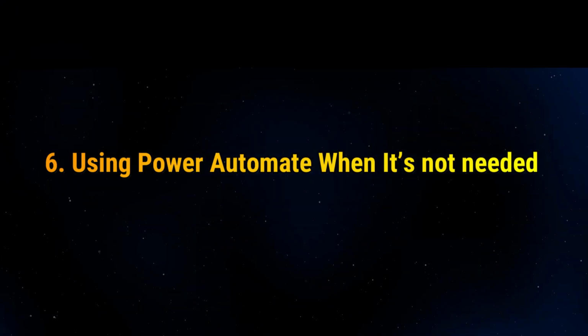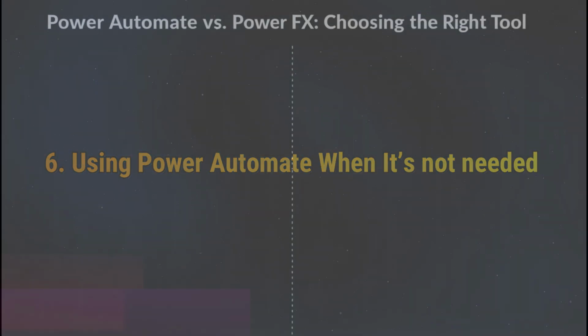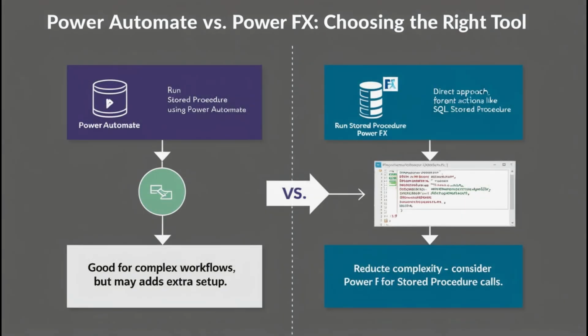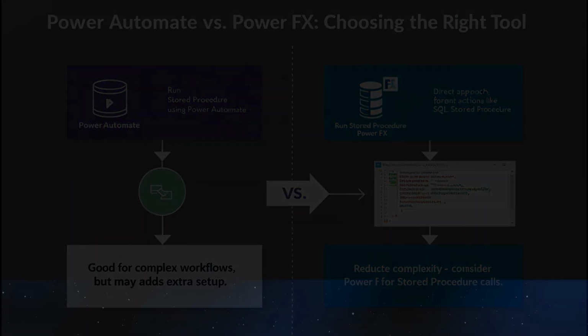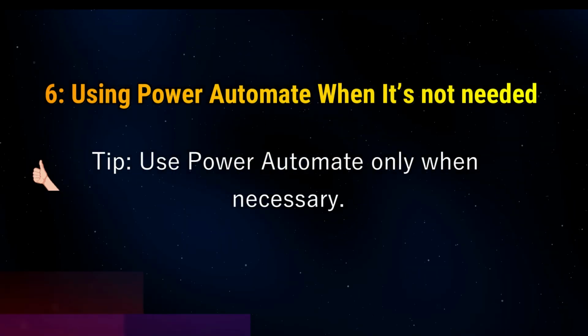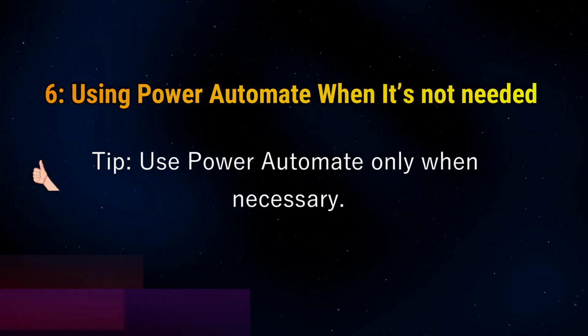Next is using Power Automate when it's not needed. Power Automate is great, but it's not always necessary. Sometimes Power Fx can do the job more efficiently. For example, you need to run a stored procedure in SQL Server based on a button click in PowerApps. Many developers will use Power Automate to trigger the stored procedure from PowerApps. But you can directly call the stored procedure using Power Fx. This avoids unnecessary creation of a flow and saves time and complexity. As a tip, use Power Automate only when necessary. Leverage Power Fx for simpler solutions.